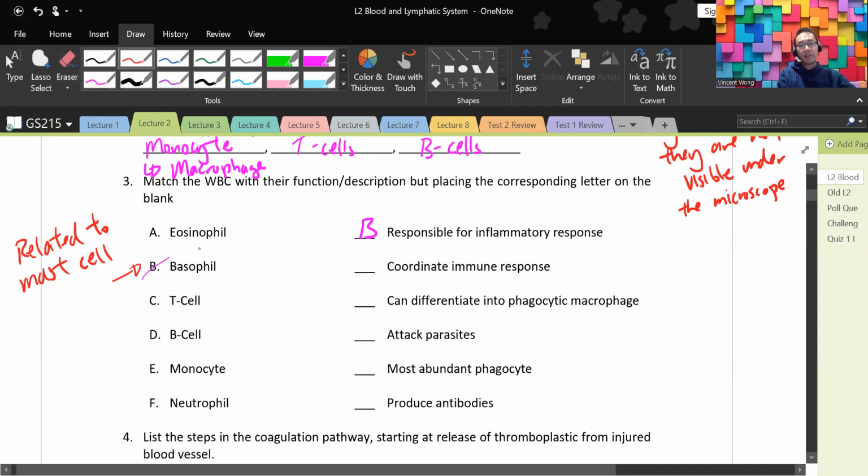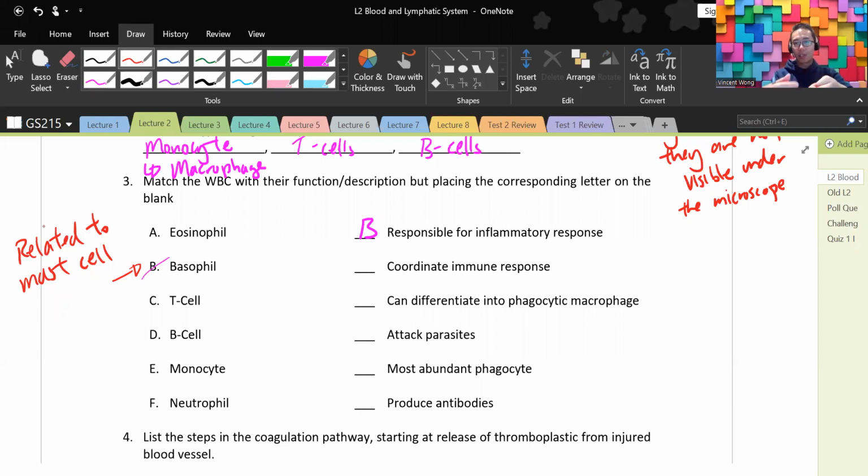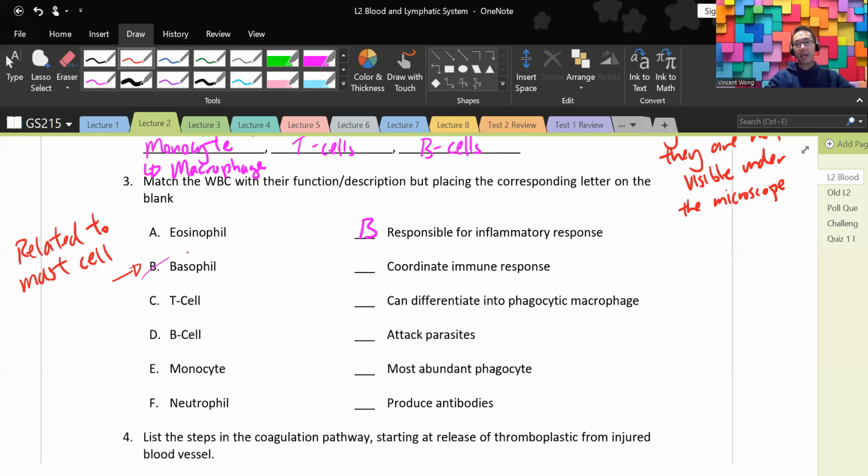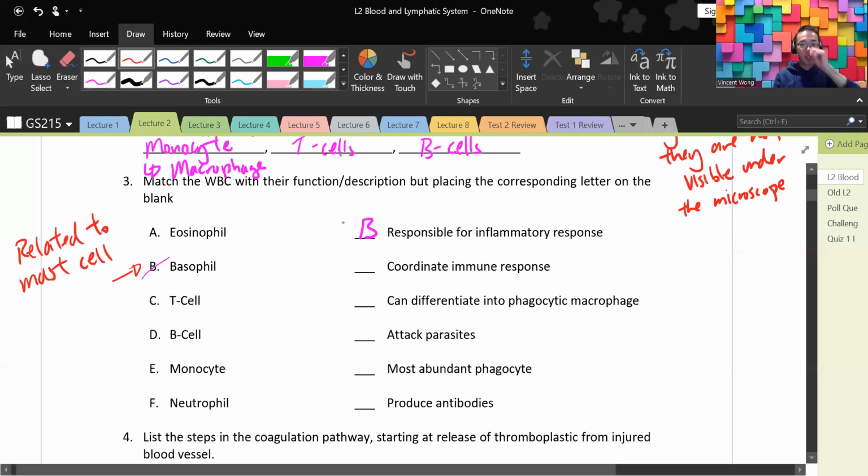The basophil circulates around the body. Mast cells are stuck to tissues. So when you cut your finger and it starts to become inflamed, it's red, it's swollen, it hurts, and it feels warm. All those things are characteristics of inflammation, and that's because of the mast cell releasing histamine. Basophils also release histamine, but they're more for the entire body reaction, a systemic reaction. Just keep that in mind.